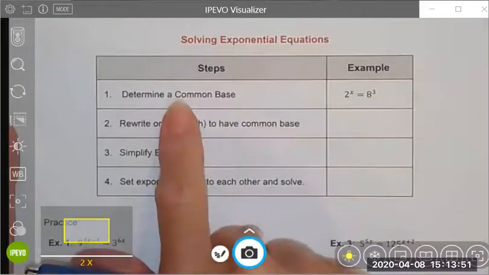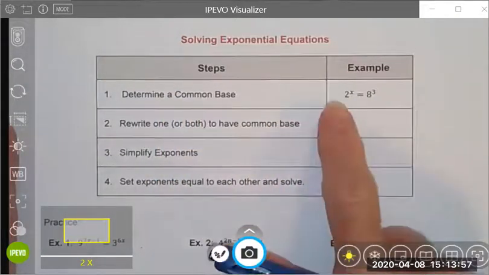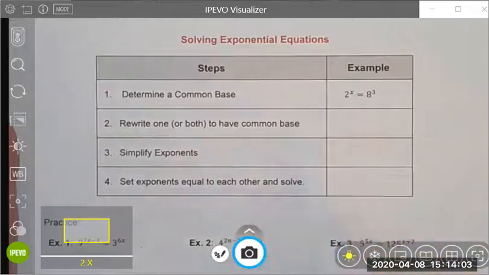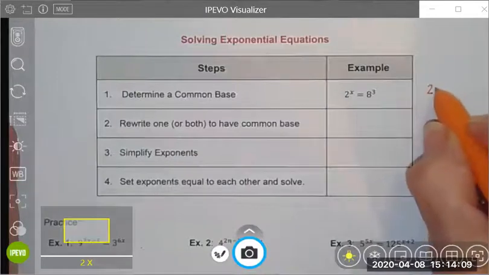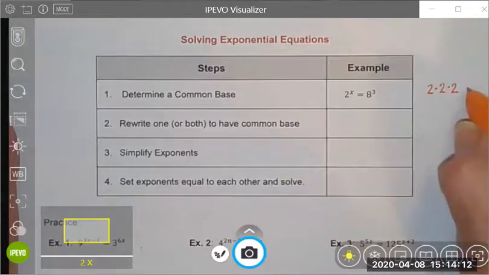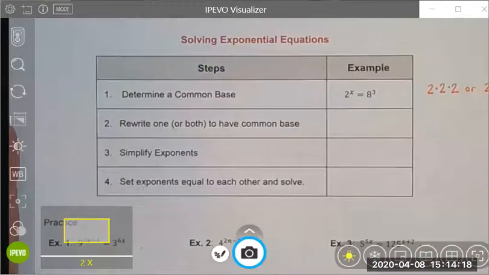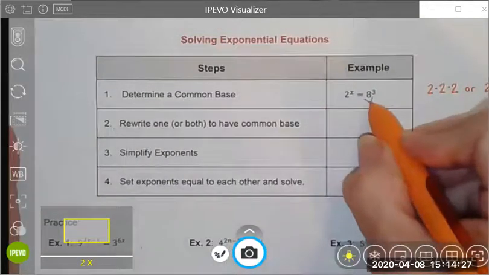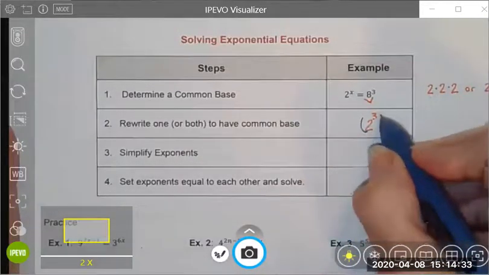The very first step is to figure out what the common base is between the two components of your equation. Clearly the base here is 2, the base here is 8, and they are not the same. But I do know that 8 can be rewritten using base 2. So if I think about 8, that's really 2 times 2 times 2, or that's 2 to the 3rd power. And all three of those notations are equivalent ways of writing the number 8. So instead of using an 8 here, I can substitute 2 to the 3rd power for that 8. They are equivalent.